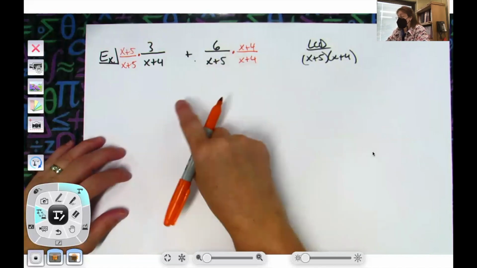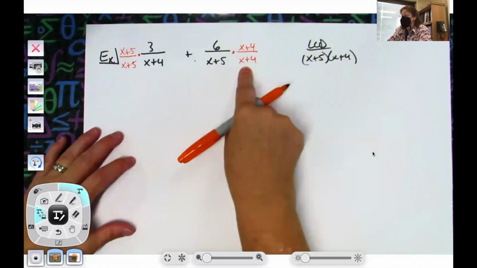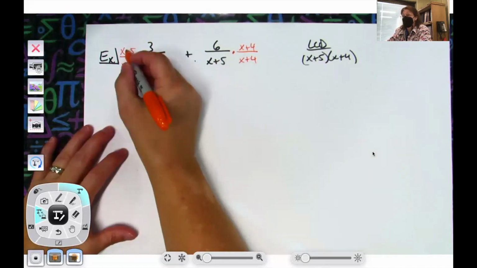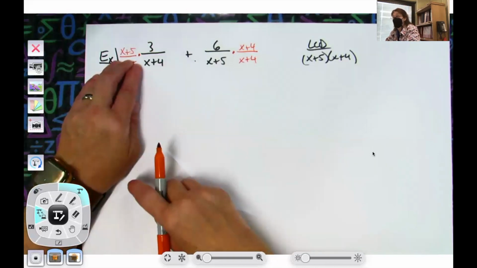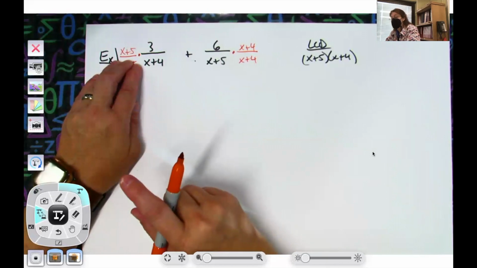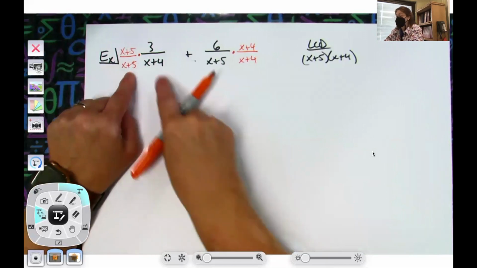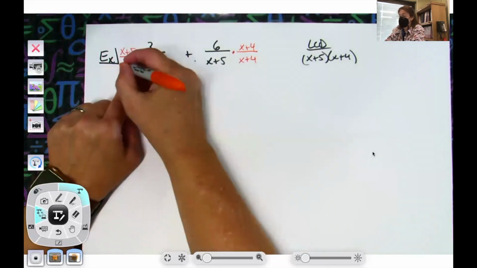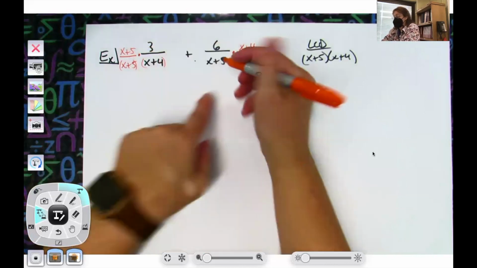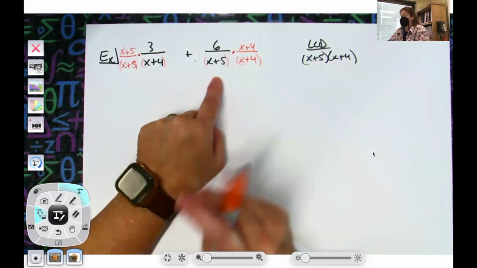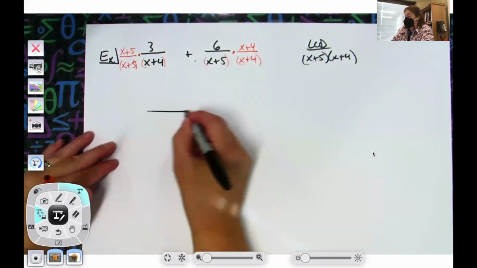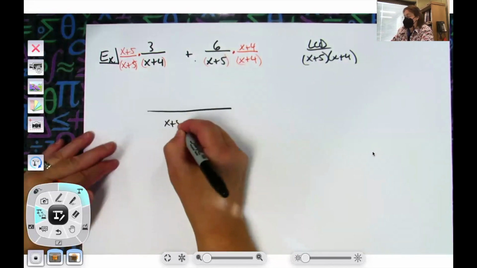Now the bottom, you really do need to write this just like this. A lot of people want to just write the x plus 5 up there, but technically that's not mathematically correct. Put both of them down there so that I now know I've got common denominators, because this now matches this. And I'm just going to write that one time as my denominator. So I'm going to write the x plus 5 and the x plus 4.